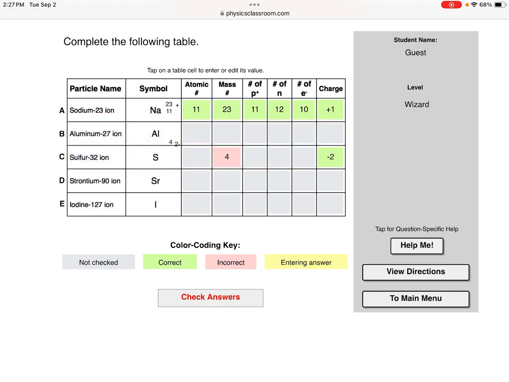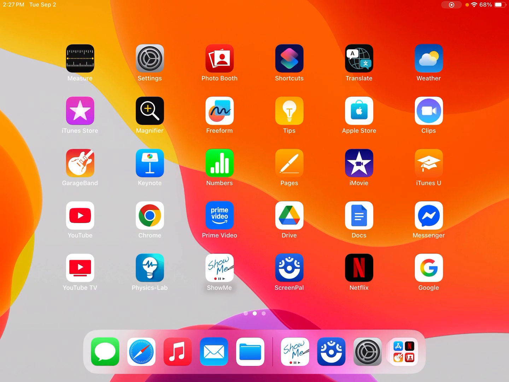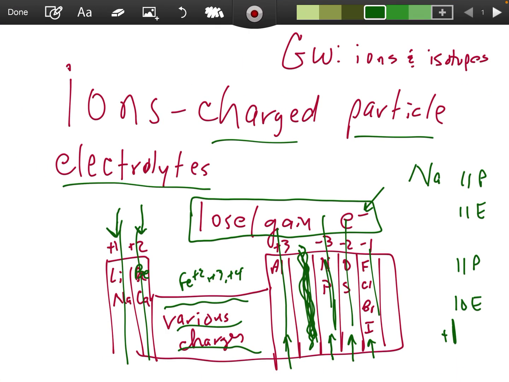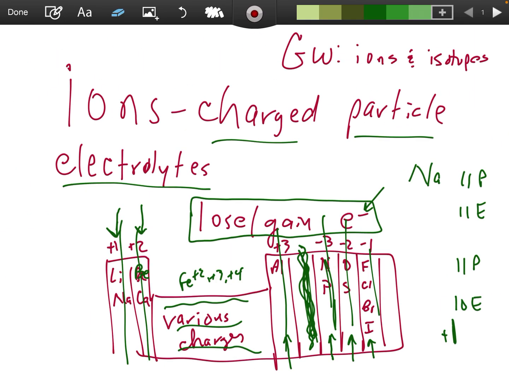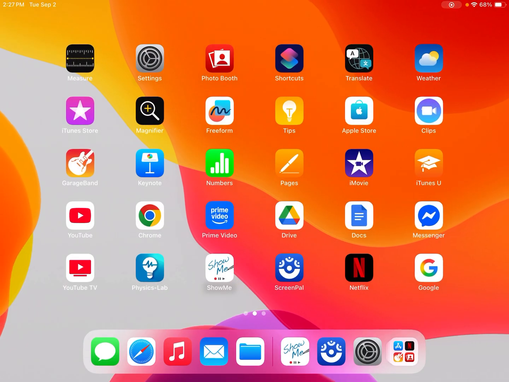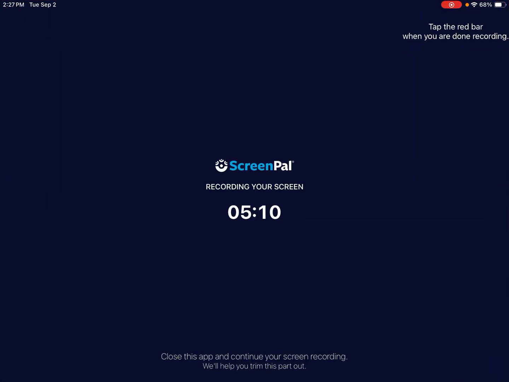This is the 3rd level. You're going to have to do the 1st and 2nd level in addition to the 3rd level, but you will need a periodic table. This is stuff that you've learned in the 8th and 9th grade, so we're going to be reviewing it. This is your review. So this is ions, this is isotopes. Go back over that information, fill out the answers on Physics Classroom, and that's your assignment.